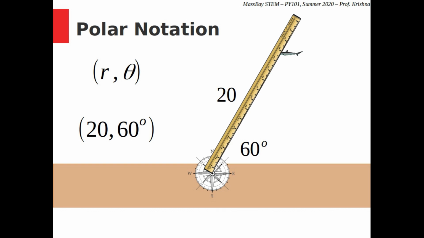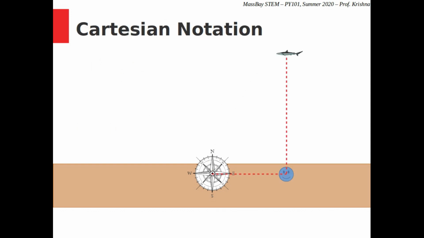But this is not the only way of describing the location of the shark. Here's another. Remember, the bridge is oriented east-west. Take the tape measure and hold it at your initial location. Have a friend take the other end and walk along the bridge until they are in line with the shark. Record that distance in meters. In this case, that's 10 meters.